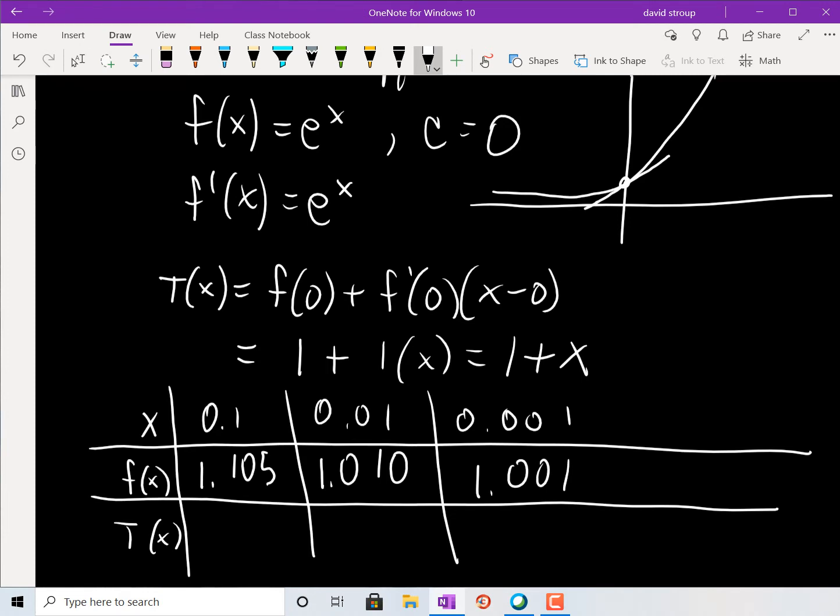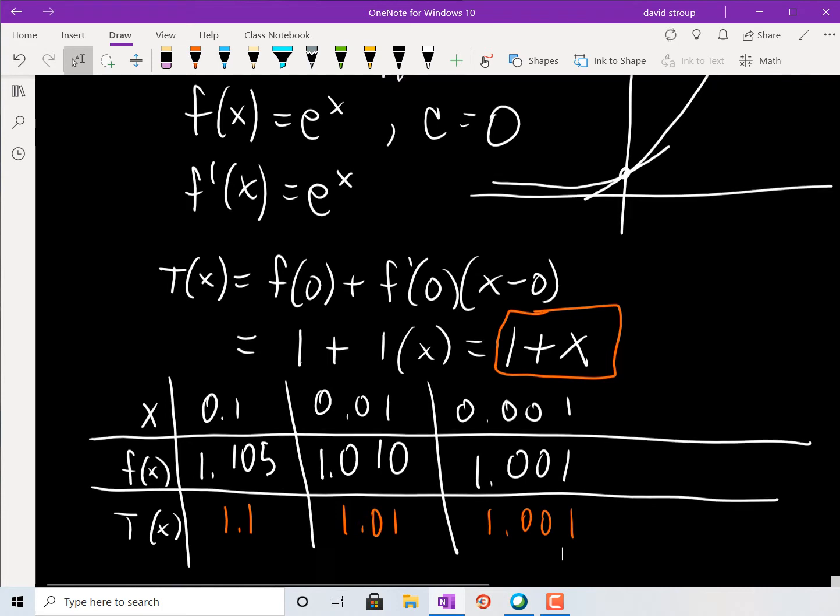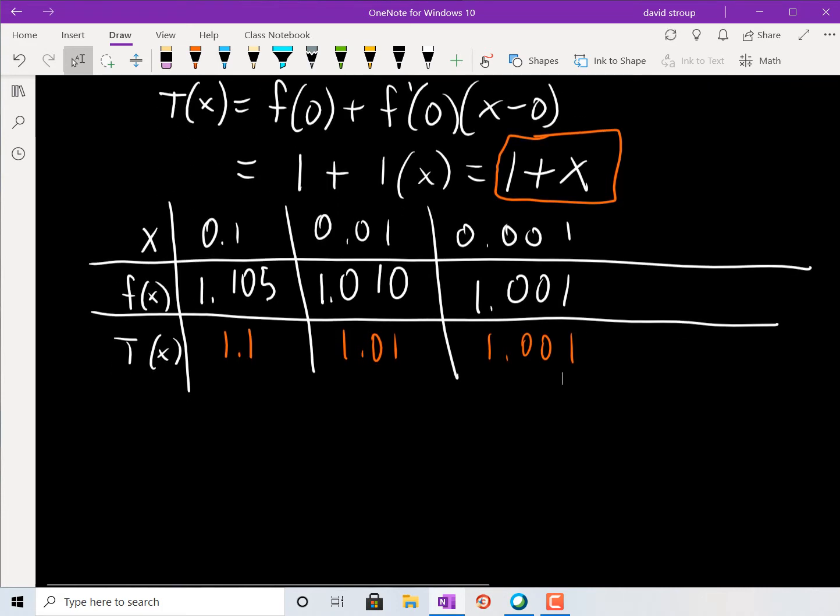If you put it into t of x then, and t of x from above there is this guy. If you plug things into there, you'll get 1 plus 0.1 is 1.1. Then 1 plus 0.01 is 1.01. And then 1 plus 0.001 is 1.001. And you can see that they're pretty close, but the approximations get worse as you get farther away from that center.